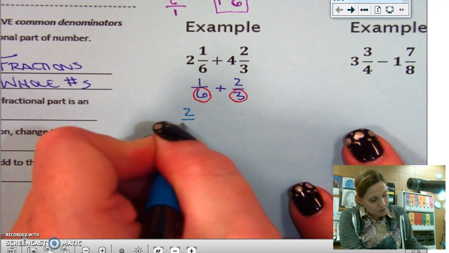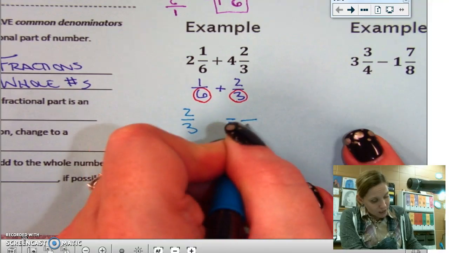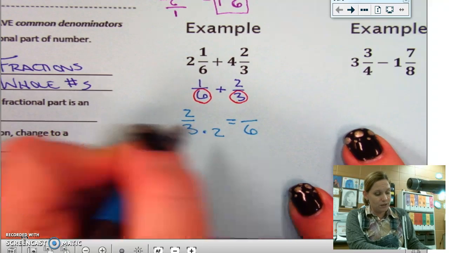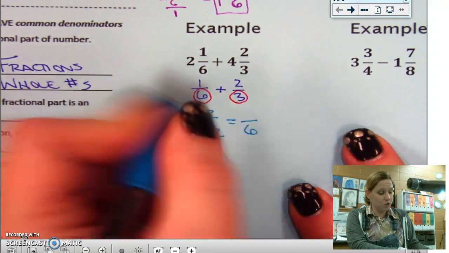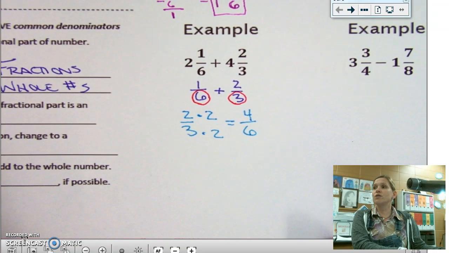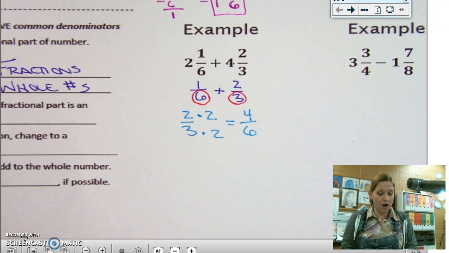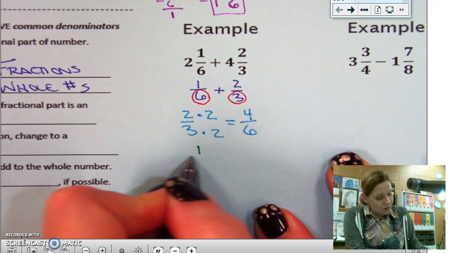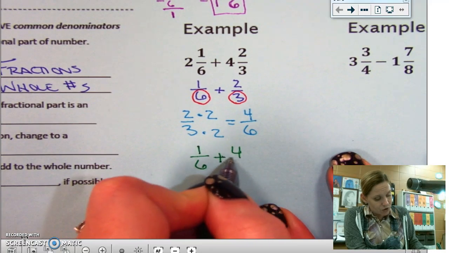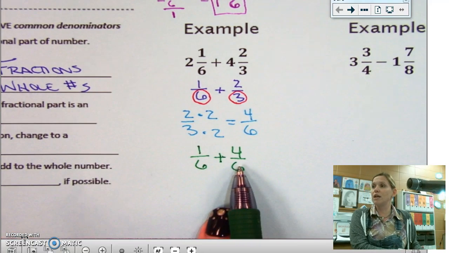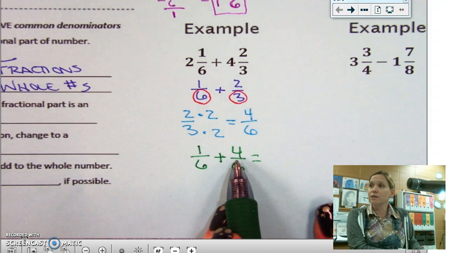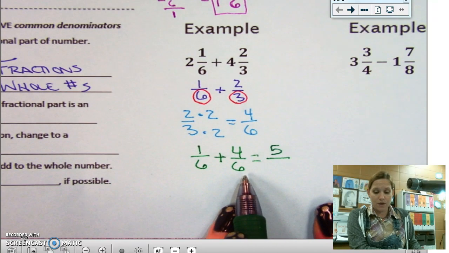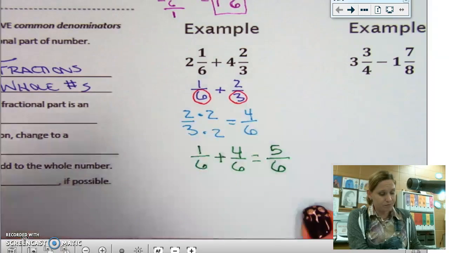So we have 2/3. And what can we do to 2/3 to make it a fraction over 6? Well, we know above that 3 times 2 is 6. So 2 times 2 is 4. And there is our new fraction. So now let's put our fractions together. And we have 1/6 plus 4/6, which is the new fraction we just made equivalent. Add our numerators like we did before. 1 plus 4 is 5. Keep our denominator the same, which is 6.